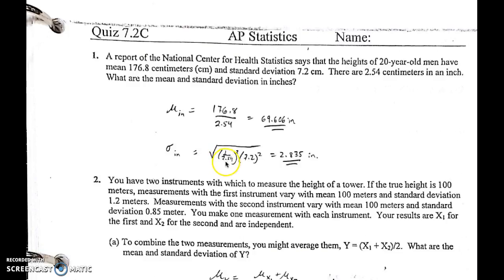But that formula says that we do b squared times the original standard deviation squared. And our b, again, was dividing by 2.54, so we have 1 over 2.54. We square that, we multiply by the original standard deviation, 7.2 squared, and take the square root of our answer, and we get 2.835 inches.